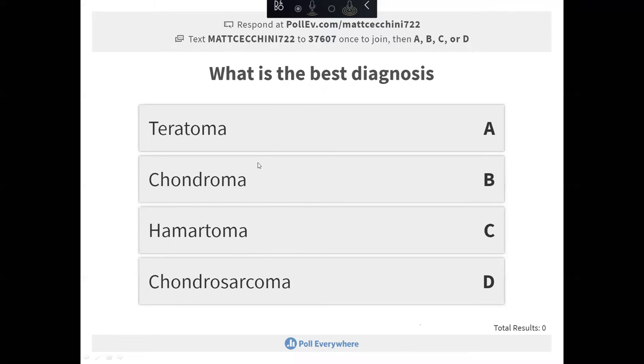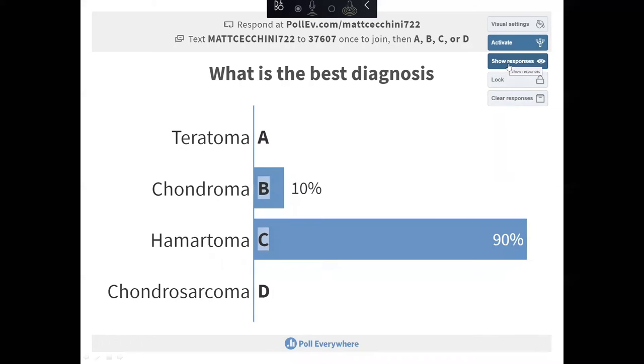Let's see, what do you think the best diagnosis for this case is? Is it A, a teratoma? Is it B, a chondroma? Is it C, a hamartoma? Is it D, a chondrosarcoma? Perfect. Let's see. Now start getting harder questions. So yeah, everyone's got it right.